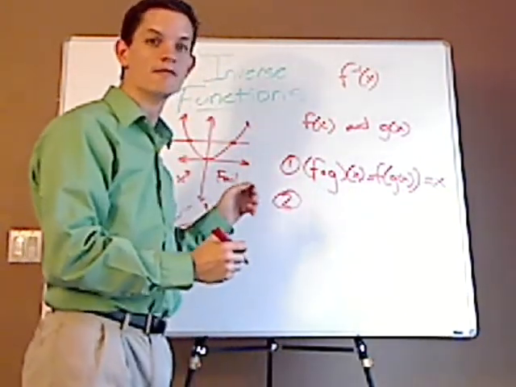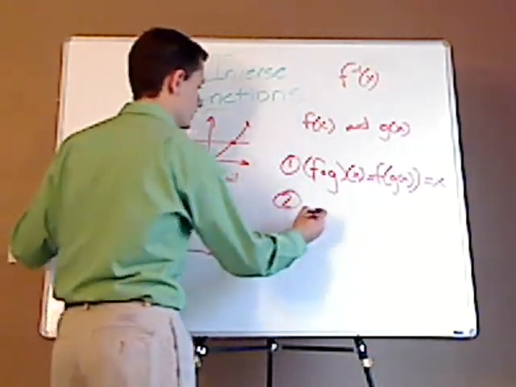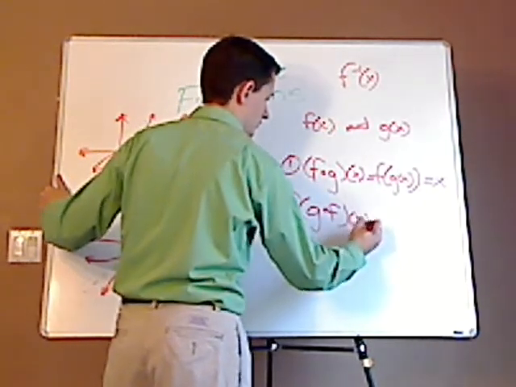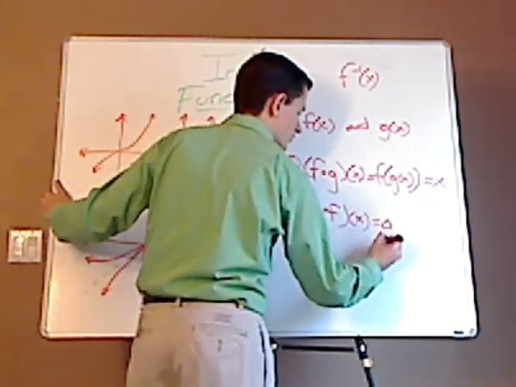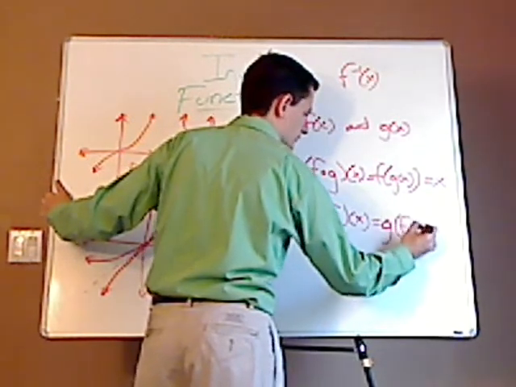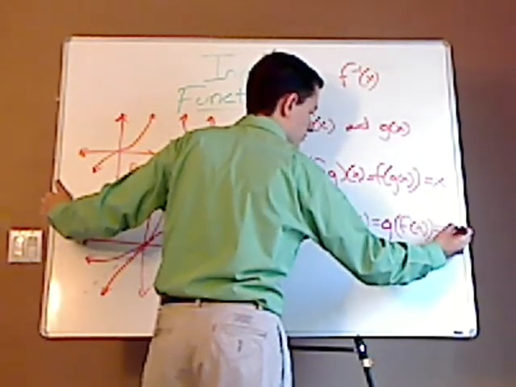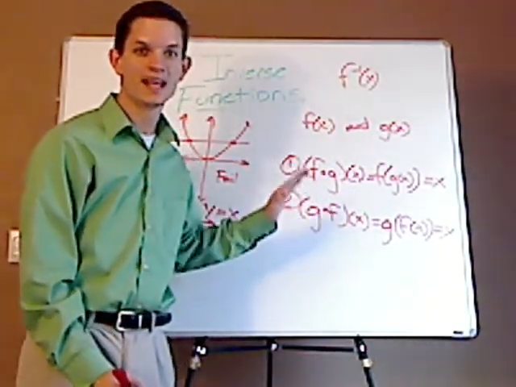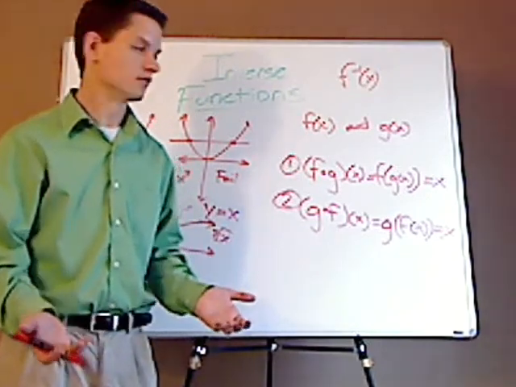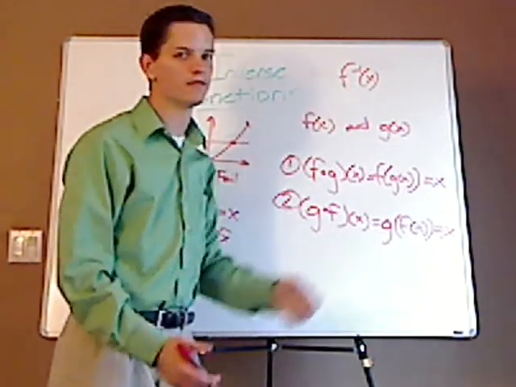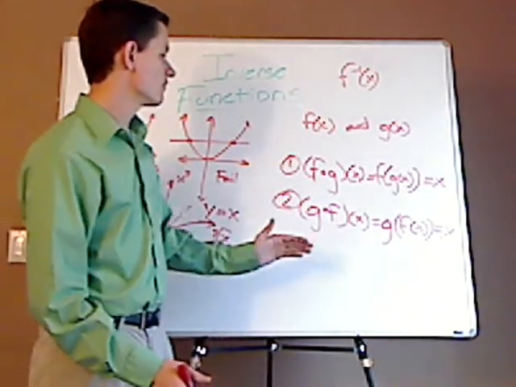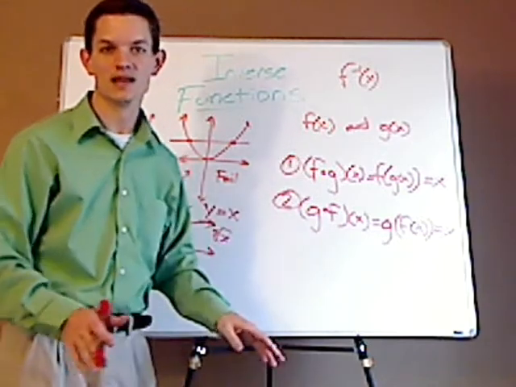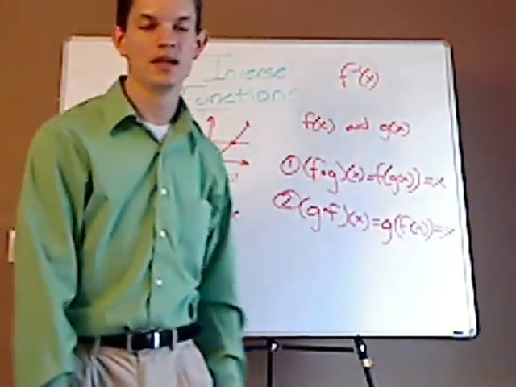Second criteria to determine if it is an inverse function or not is g of f of x, that has to equal x as well. And if it meets both criteria, they're inverses of each other. So then you can give it the label f inverse of x. However, if they're not, if they just miss one of them, they're not inverses of each other. And that's it.